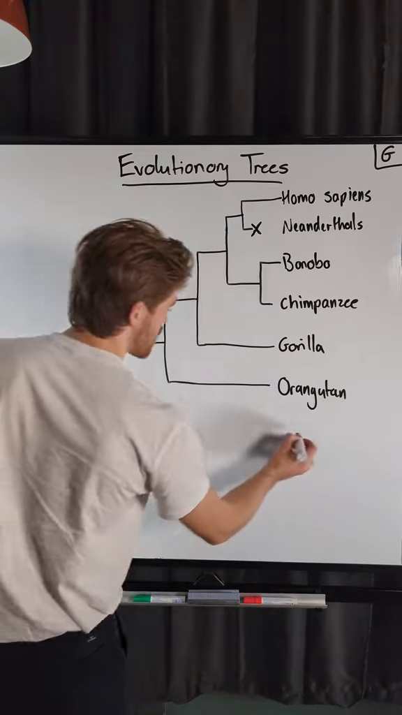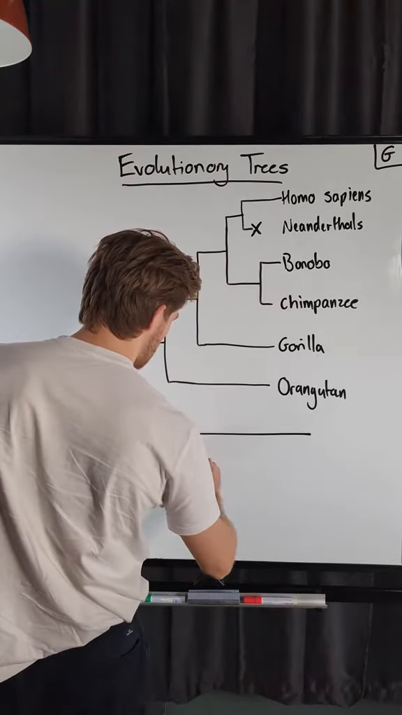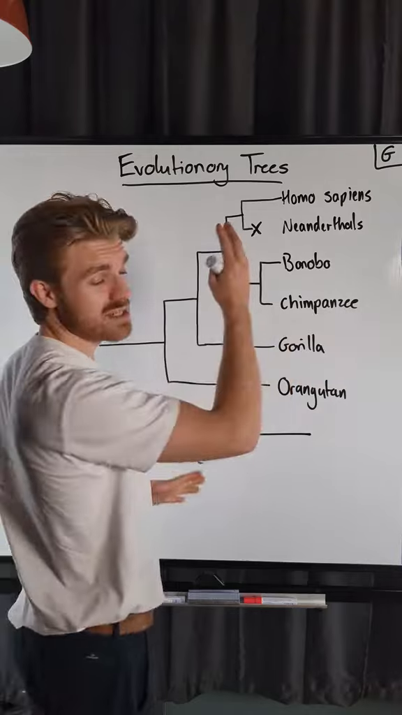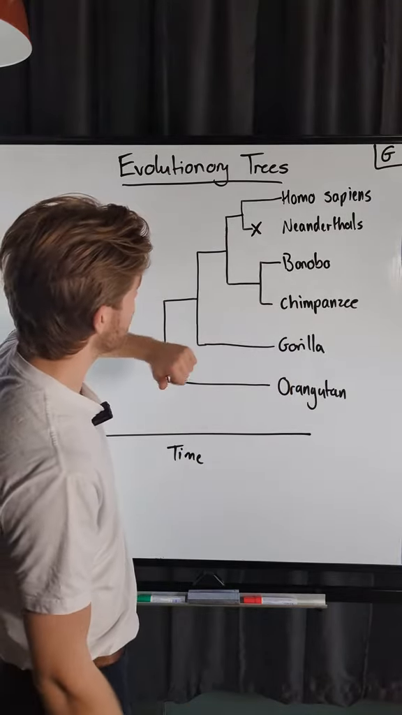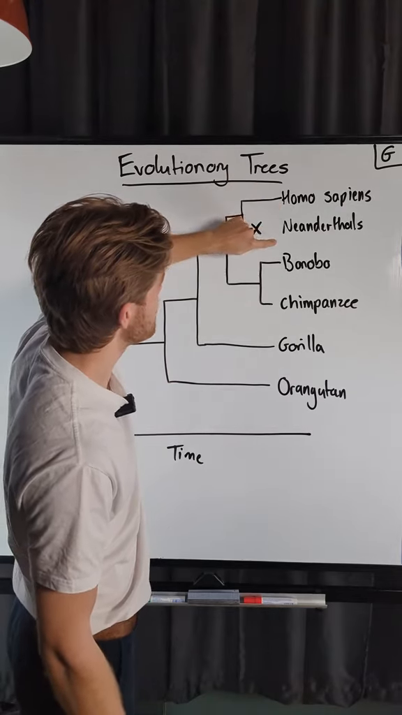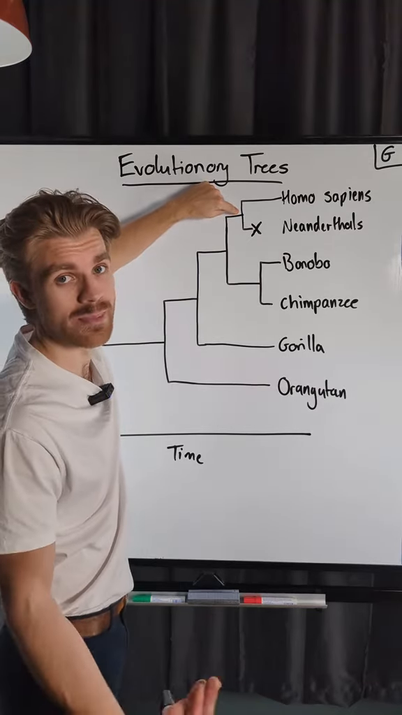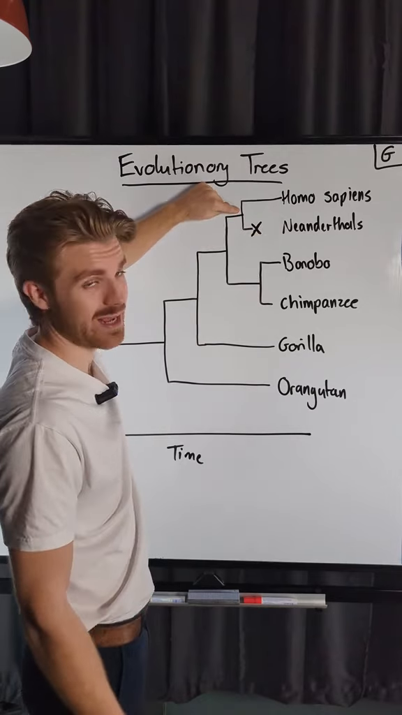Now, going backwards along the page, we have time. So going back in time. These diagrams could also be flipped 90 degrees and represented that way round as well. Now, if I look at this diagram, what I can see is that Homo sapiens and Neanderthals, at this point here, that is where they share a common ancestor. Both of these two species have evolved from a common ancestor.